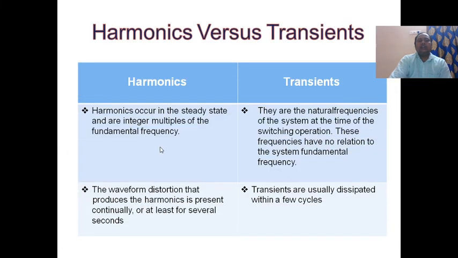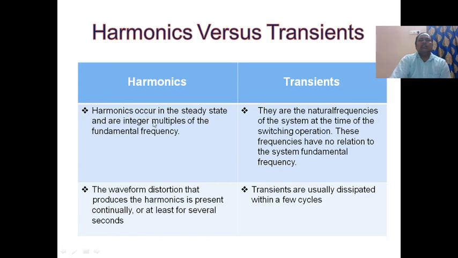Harmonics versus transients. Please observe carefully. What is the difference between harmonics and transients? Normally transients are present only for a few cycles in a system, very few cycles, like 3 to 4 or 4 to 5, but an abnormal voltage rises in those cycles. But harmonics are present in the entire waveform.